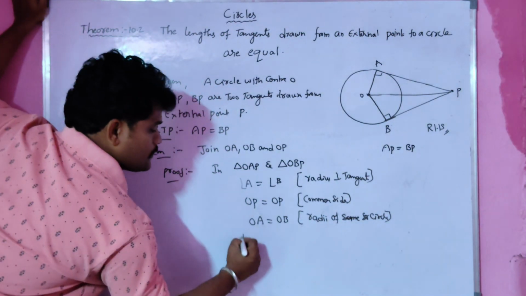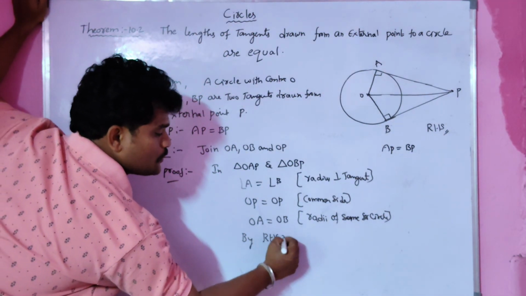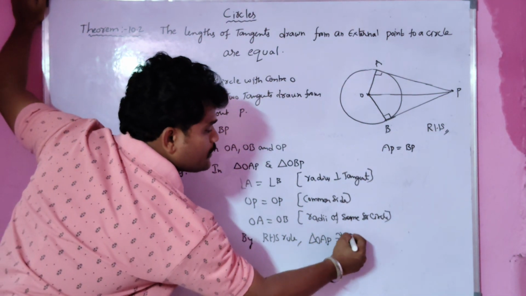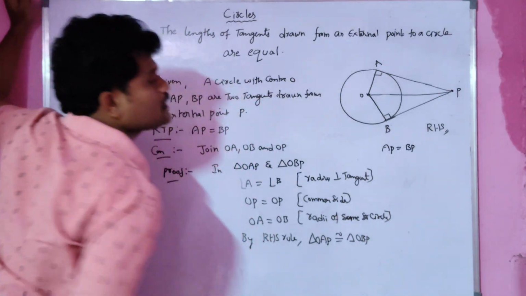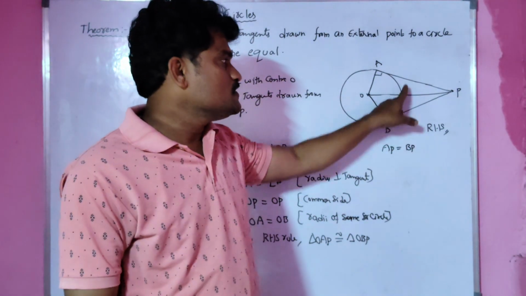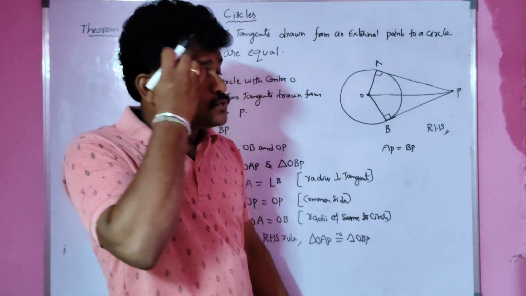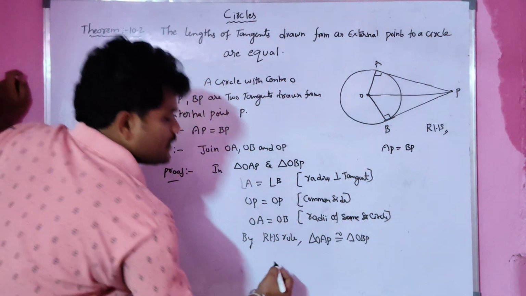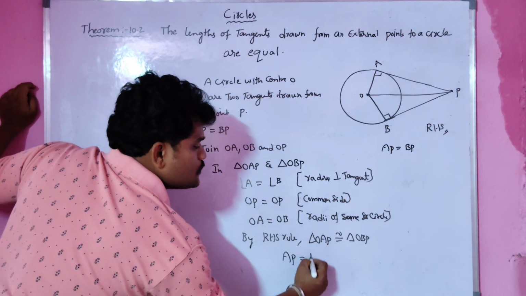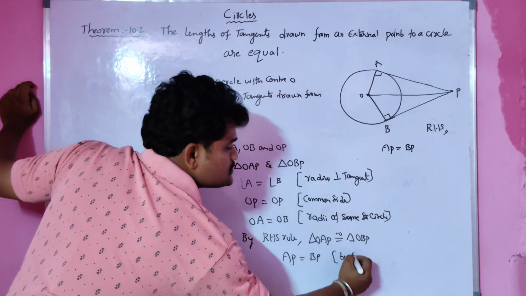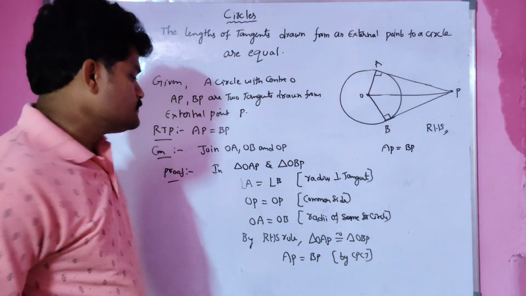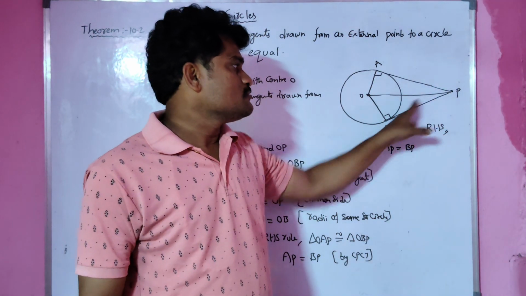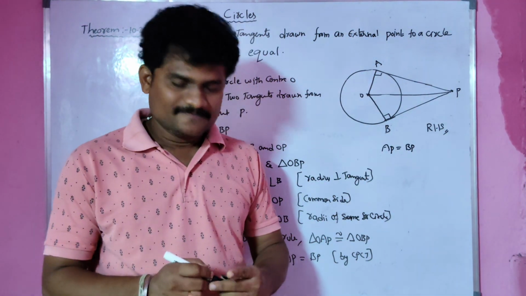So by the RHS rule we can write triangle OAP is congruent to triangle OBP. These two triangles are proved congruent. If these two triangles are congruent, then in the two triangles AP is equal to BP by CPCT. So you can write directly AP is equal to BP by CPCT. So that's why we proved AP is equal to BP. That means the lengths of tangents drawn from an external point are equal.